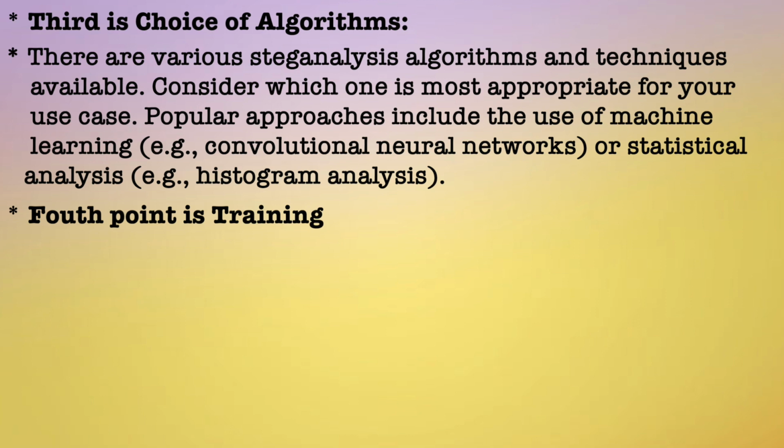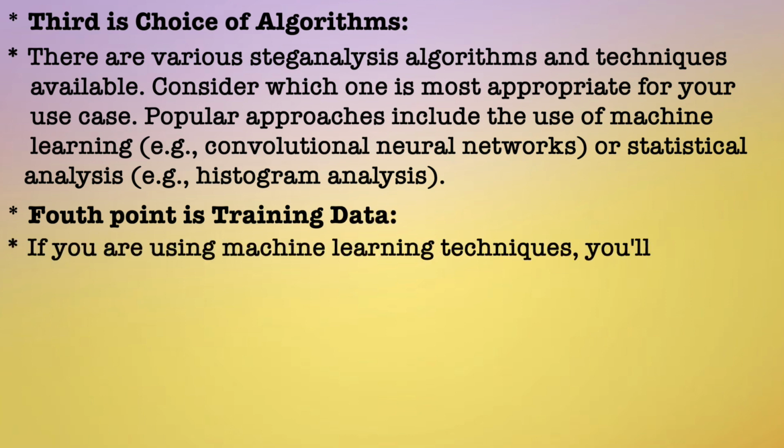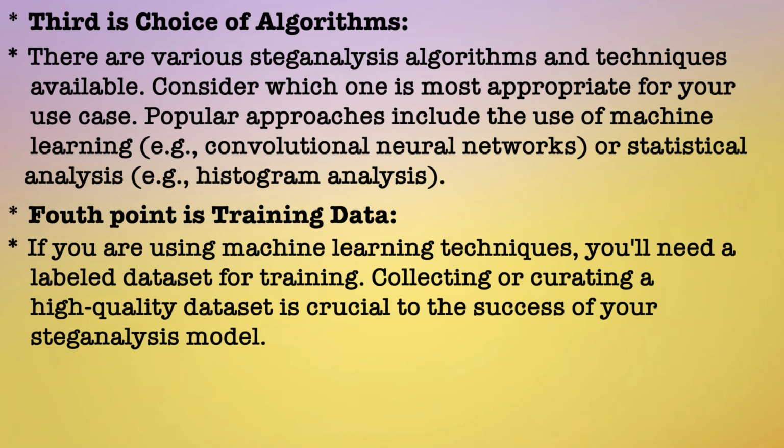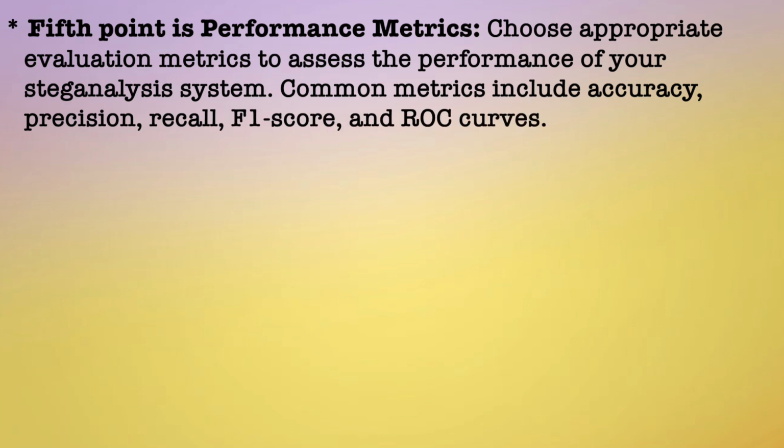Fourth point is training data. If you are using machine learning techniques, you will need a labeled data set for training. Collecting or curating a high quality data set is crucial to the accuracy of your steganalysis model. The fifth point is performance metrics. Choose appropriate evaluation metrics to assess the performance of the steganalysis system. The common metrics include accuracy, precision, recall, F1 score and ROC curves.